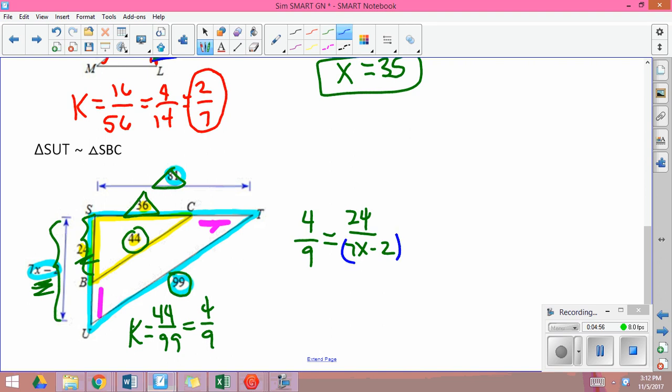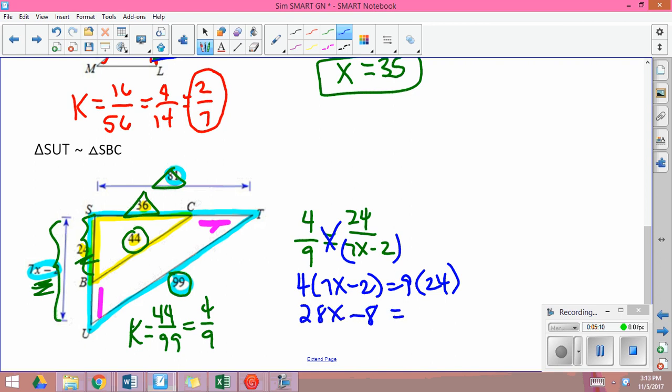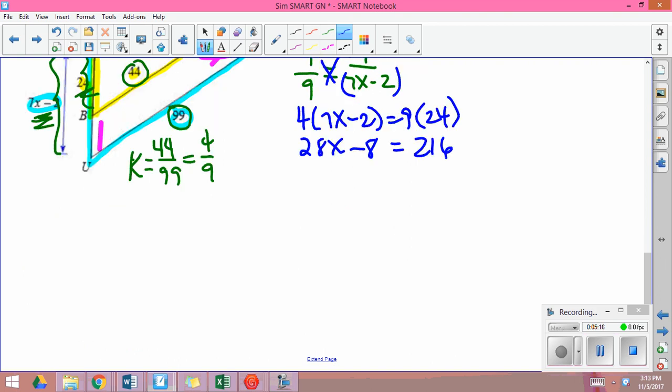Lock in my parentheses. 4 times 7x minus 2 equals 9 times 24. So I have 28x minus 8 is equal to 216. Add 8 to both sides, 224. And when I divide both sides by 28, x is 8.